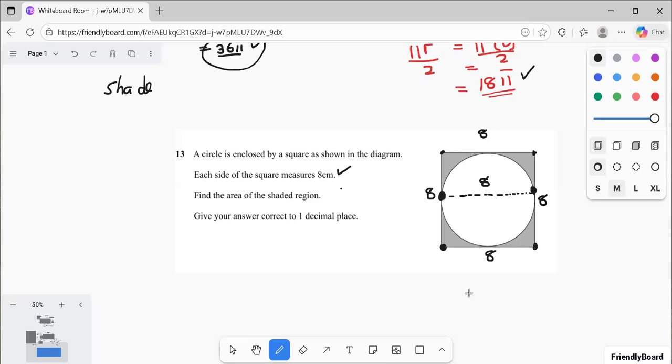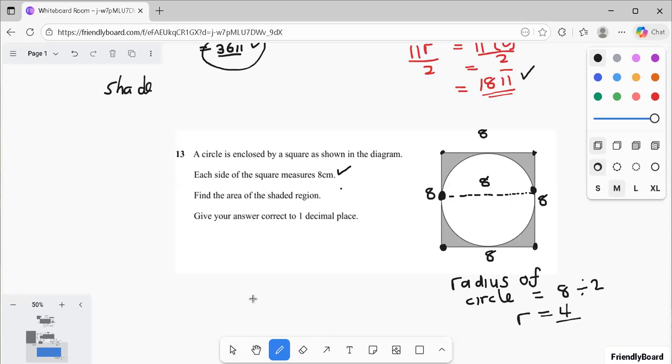So I'm then going to say radius of the circle is equal to 8 divided by 2. So it's going to be 4. So I found my radius over there. So my radius is equal to 4. All right. So what is next?